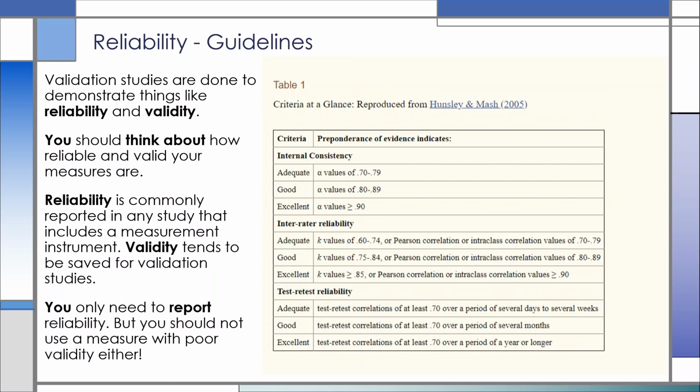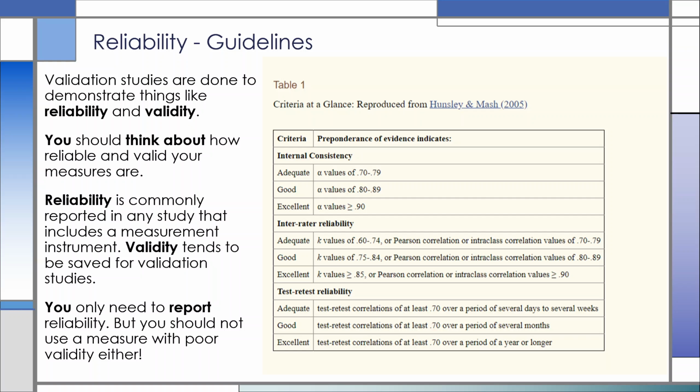In terms of what you have to report in your study, don't worry too much about reporting validity. You should use a measure that is valid, and you should be able to understand that it's valid when you read your validation studies, but it's not something that you're going to have to describe in your paper. What you should be thinking a little bit more about for your paper is reliability. You'll often see reliability reported in studies that aren't validation studies.